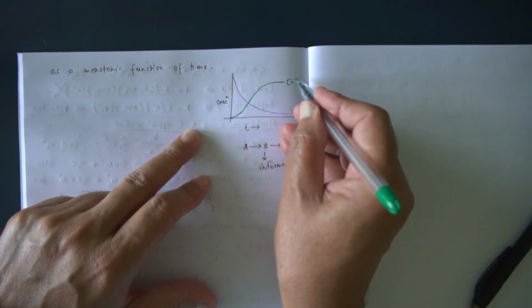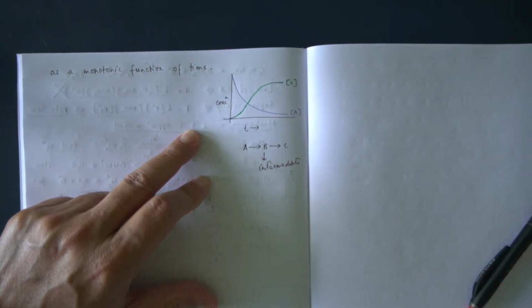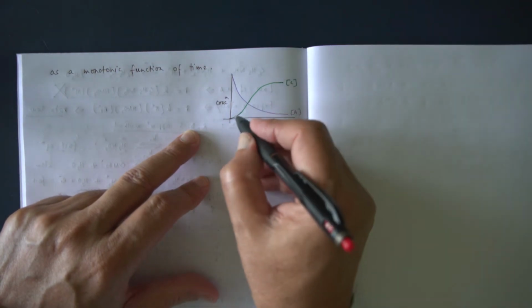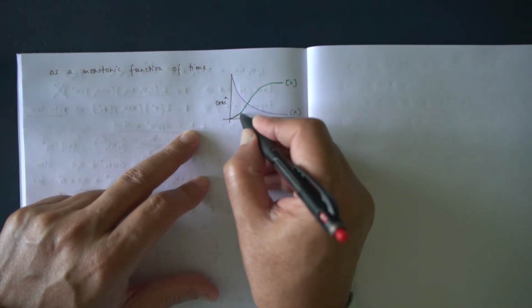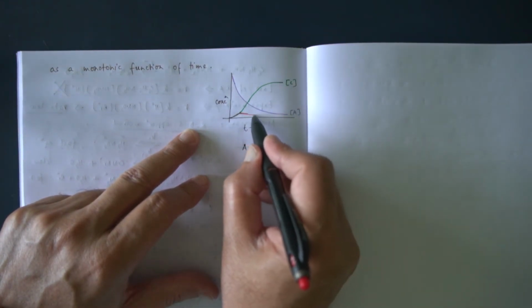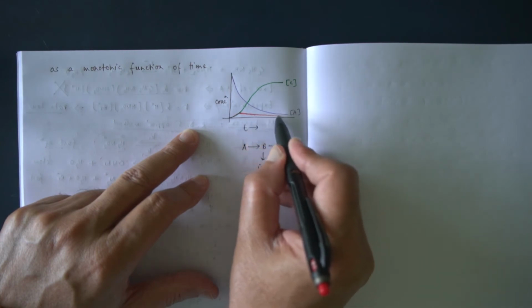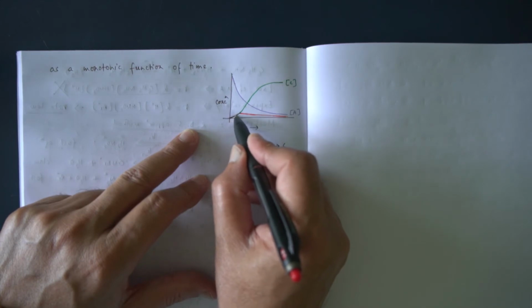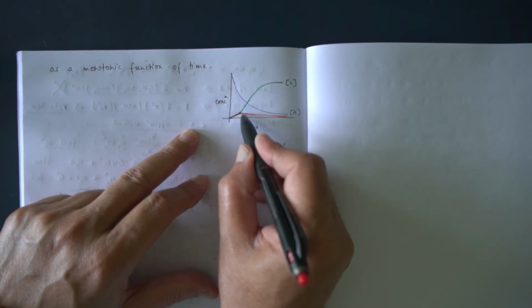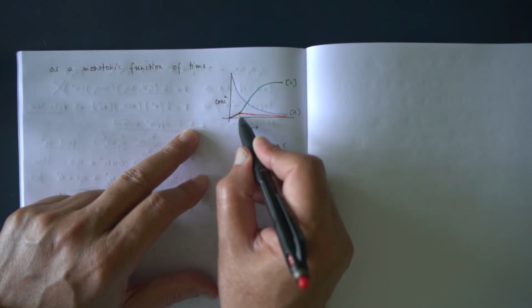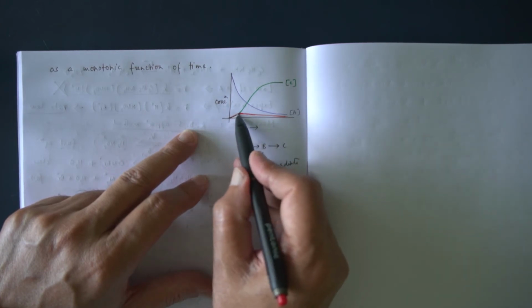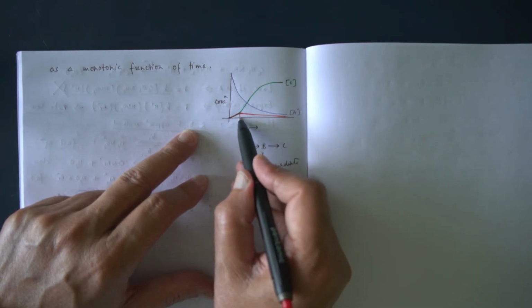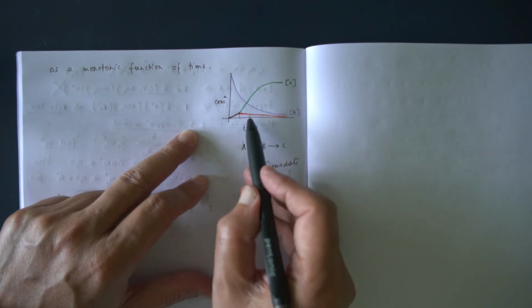This is for C. And for B, the graph is like this. The first increases, reaches maximum, then decreases.